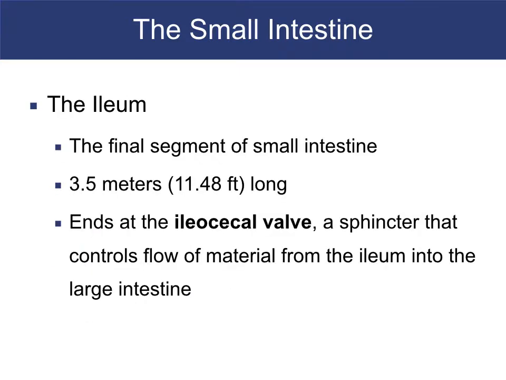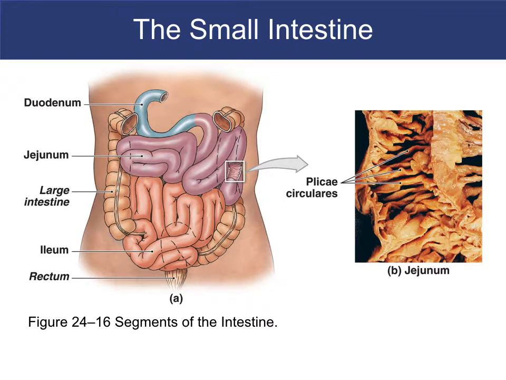Anyway, the ileum is the final segment. It's about 11 feet long, so it's actually the longest. At the end of it, it has what's called the ileocecal valve, from the ileum into the cecum, which is the first part of the large intestine. There's a little muscle valve there that controls the entrance of the juice from the small intestine into the colon. I've got pictures here in a minute.